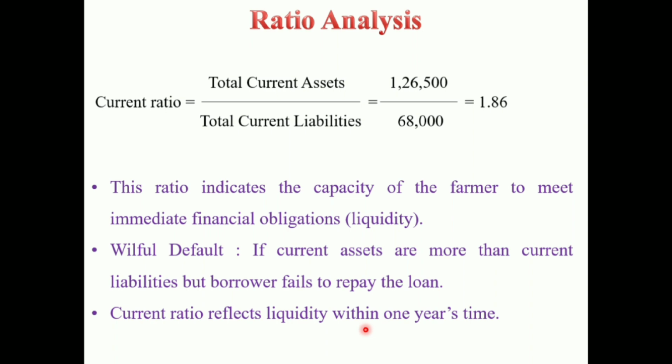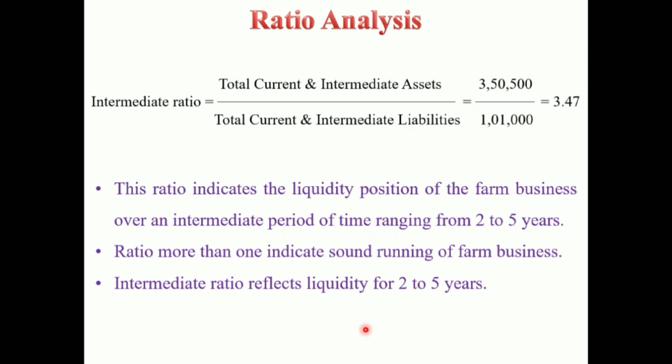Now the second ratio is the intermediate ratio. Intermediate ratio is total current and intermediate assets divided by total current and intermediate liability. This ratio indicates the liquidity position of the farm business over an intermediate period of time ranging from 2 to 5 years. It means this ratio shows the liquidity position for 2 to 5 years.